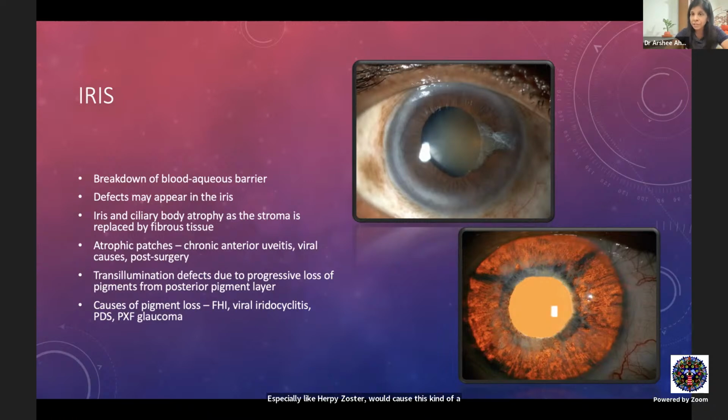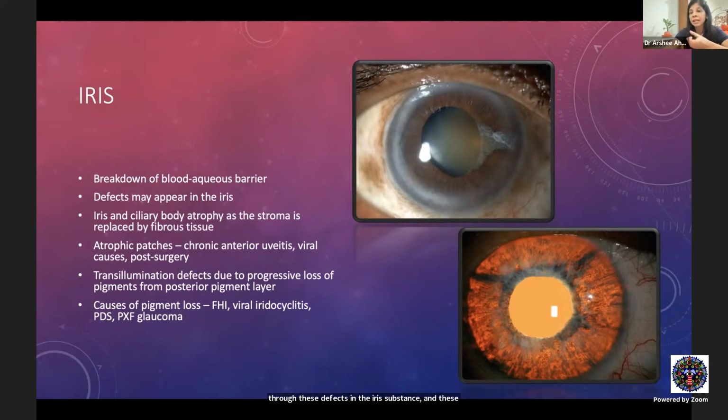What is transillumination defect? These are commonly seen whenever there is loss of pigment from the iris structure, as would happen or is expected in a chronically inflamed eye. The pigment is lost. So when you do a retroillumination on your slit lamp examination, you see all the light from the fundus being reflected back through these defects in the iris substance. And these are called transillumination defects.